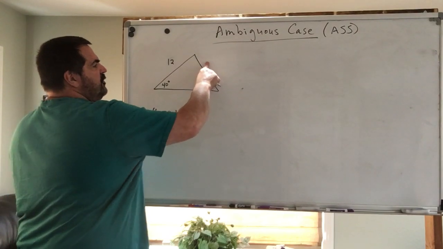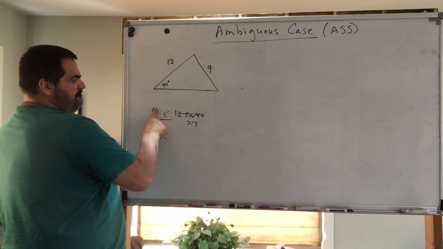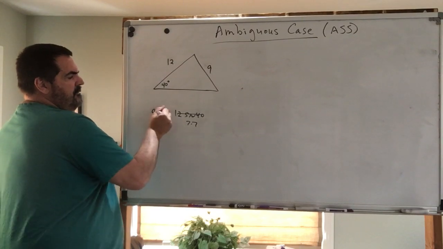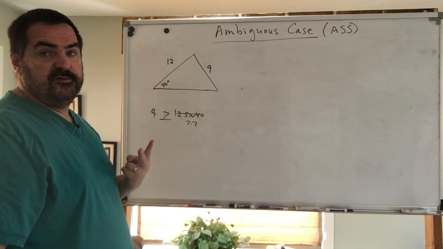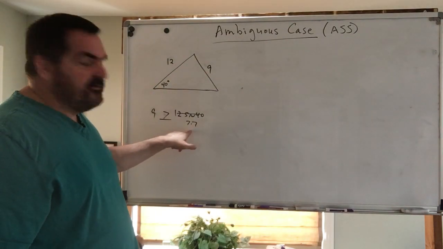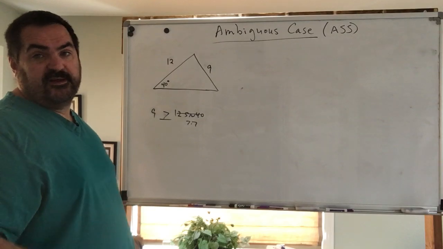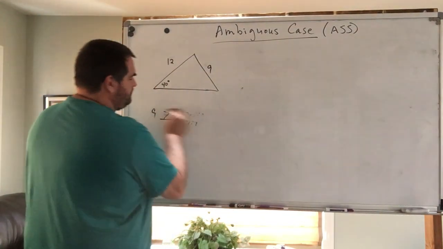So let's change this to a 9. If that was a 9, then it's actually greater than 7.7, so that means there are 2 solutions. If it was exactly that same ugly decimal, 7.7, then there'd be exactly 1 solution. So there are actually 2 solutions, and here's how you find them.